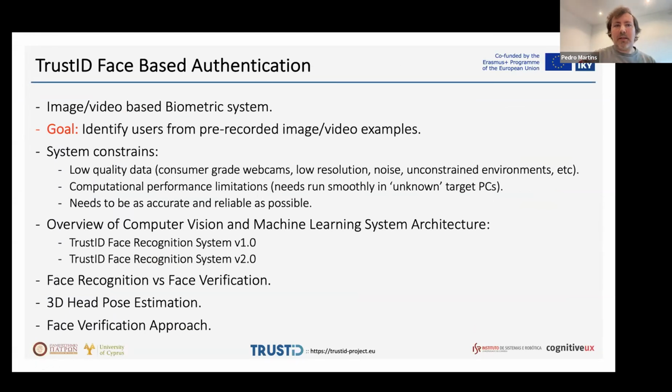As Jose has said, our goal in the project is to develop a biometric system that actually uses image or video as an input, contrary to other existing systems that use other kinds of features. So our goal ultimately is to identify users from a set of examples that usually are given in the enrollment stage that Jose was mentioning. Although our system has a set of constraints.